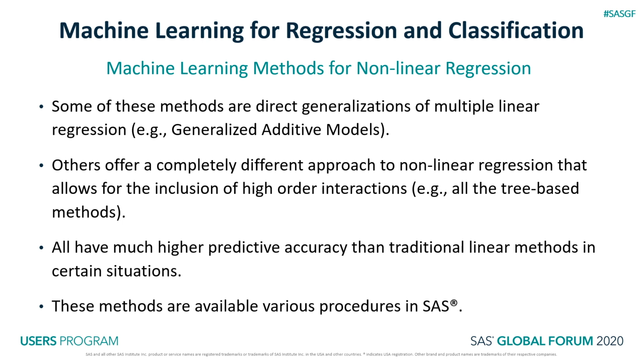Generalized additive models are available in PROC GAM and PROC GAMPL. Decision trees, classification or regression trees, are implemented in PROC HPSPLIT. Random forests is implemented in PROC HPFOREST, and support vector machines are implemented in PROC SVM and HPSVM.